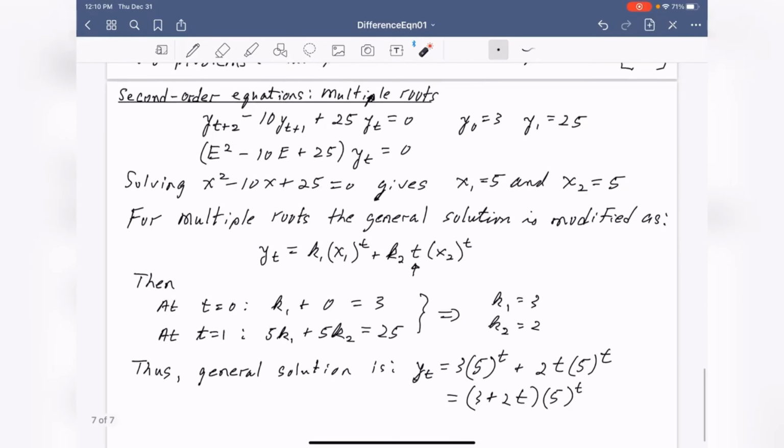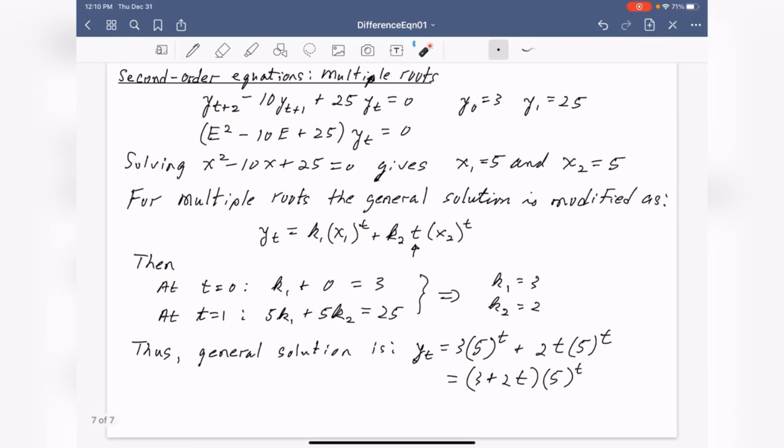So then the general solution is given by yt equals 3 times 5 to the power t plus 2 times t times 5 to the power t. And we get basically that yt is equal to 3 plus 2t, all multiplied by 5 to the power t.